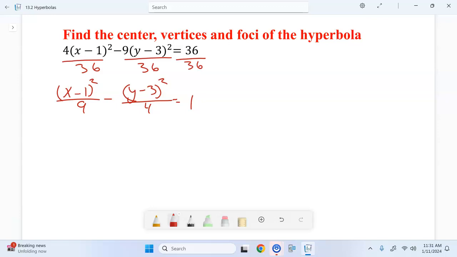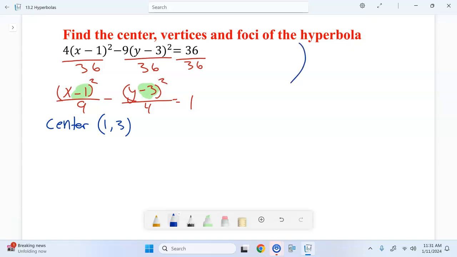What's my center? 1, 3. H and k. There's negative h, there's negative k, so switch your sign. Center is (1, 3). What direction are we opening? To the sides. X is first, so we're opening to the sides.